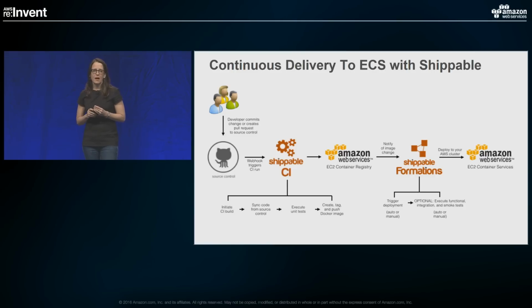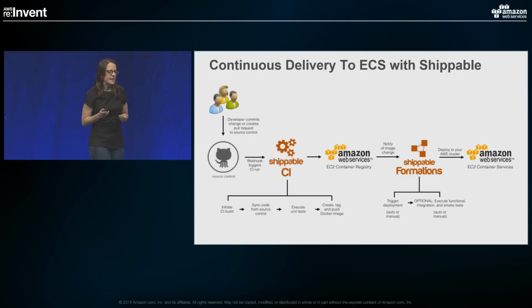Finally, if you're already using a third-party platform for CI and CD, you can integrate with some of our existing tool sets such as ECS and ECR. In this particular example, this is a diagram where we have someone checking into GitHub, and essentially a webhook triggers a build with one of our third-party partners, Shippable. That triggers the build, and then pushes an image into the EC2 Container Registry. And then finally, a notification triggers a deployment with Shippable formations to deploy those new containers on ECS.